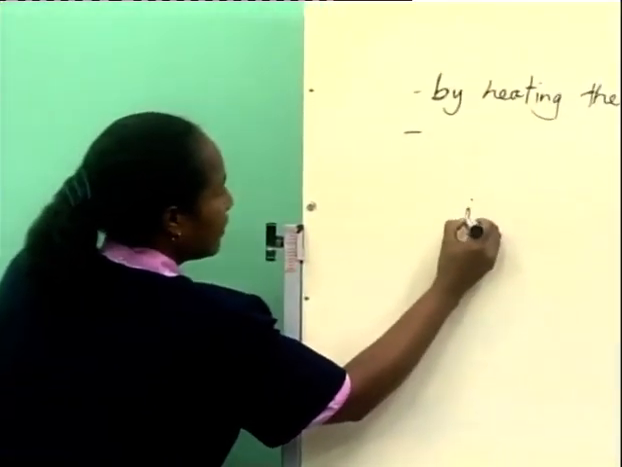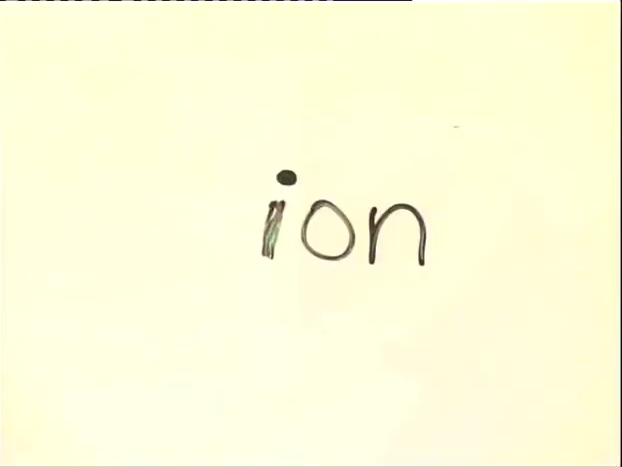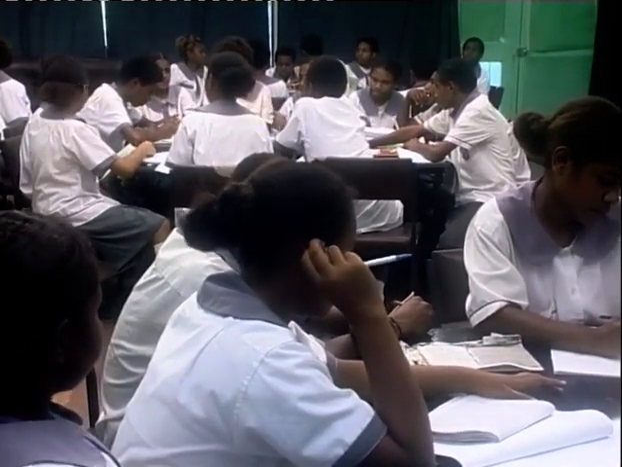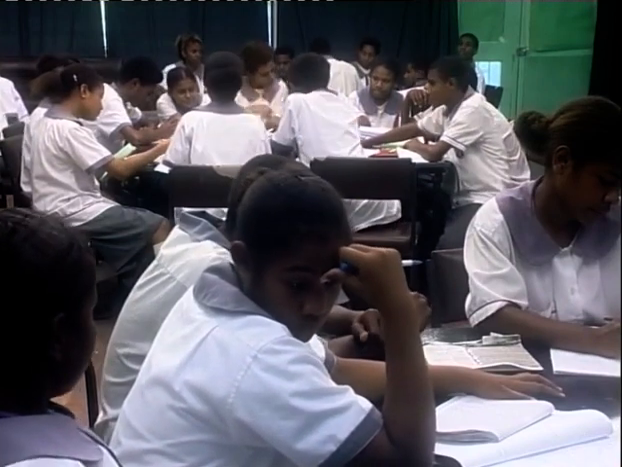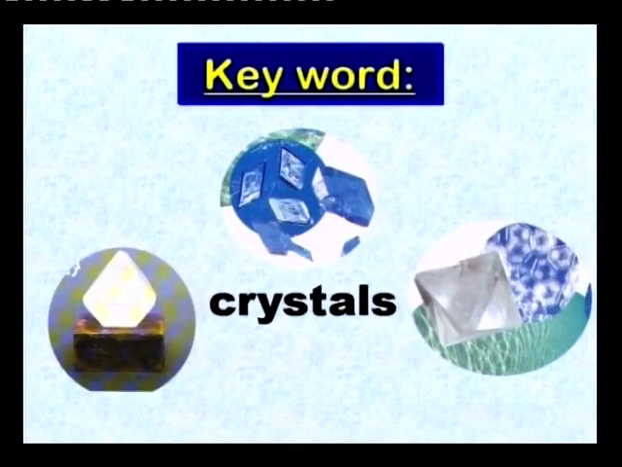And I want you also to look up this word ion in the dictionary, because in our next activity we are going to use these sheets to do our activity. All right, is that clear? All right, class, our keyword for today, crystals. Thank you, class, for your cooperation and participation today.